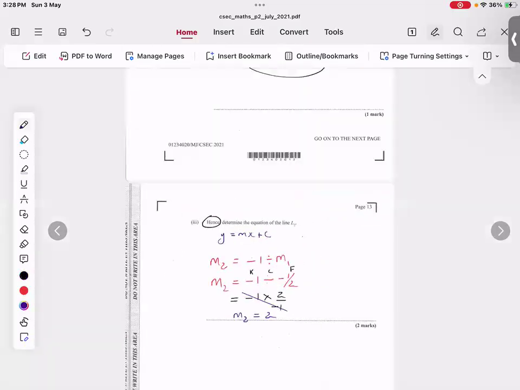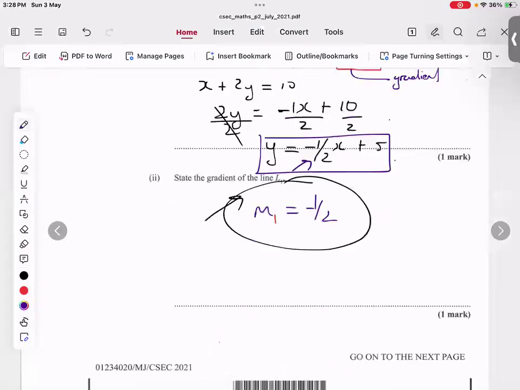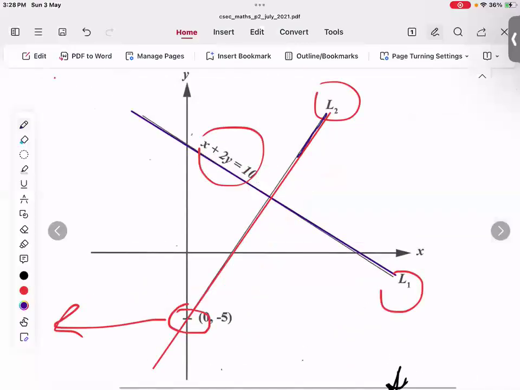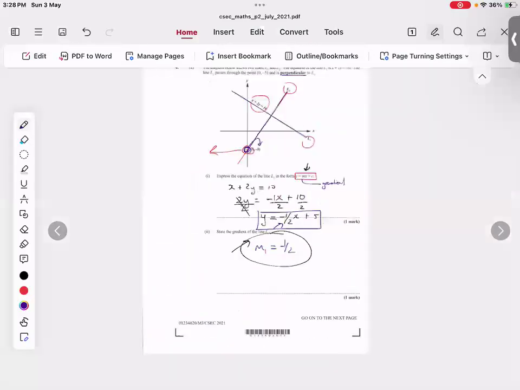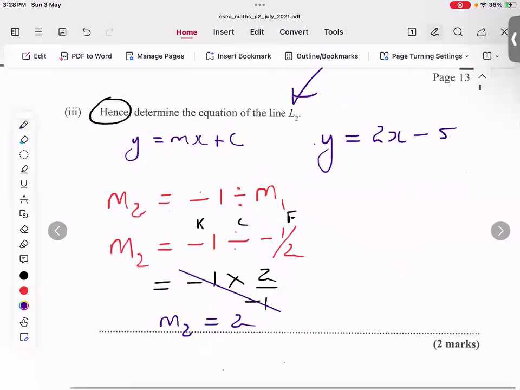So the second line, this L2 that I'm talking about, the equation is going to nicely work out to be y equals, the new gradient is 2x, right? And look at L2 now, on the graph. L2, this line right here, is crossing the y-axis at this number right here, which is -5. So just simply bring the -5 right here. There, that's the equation of the line.